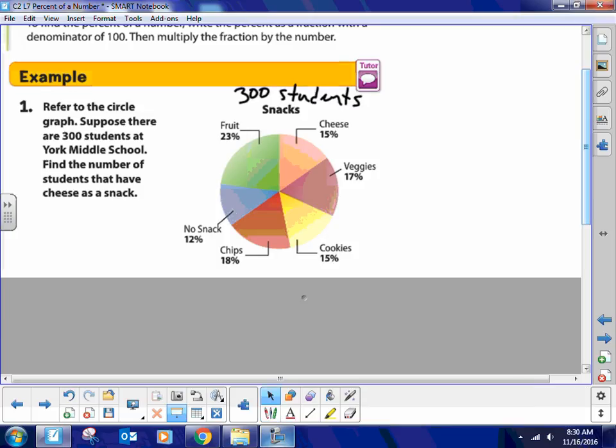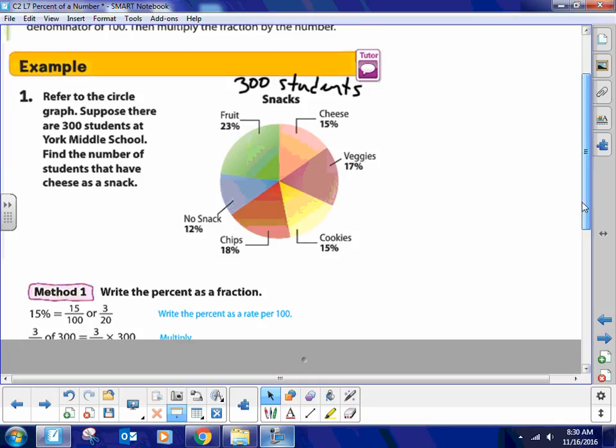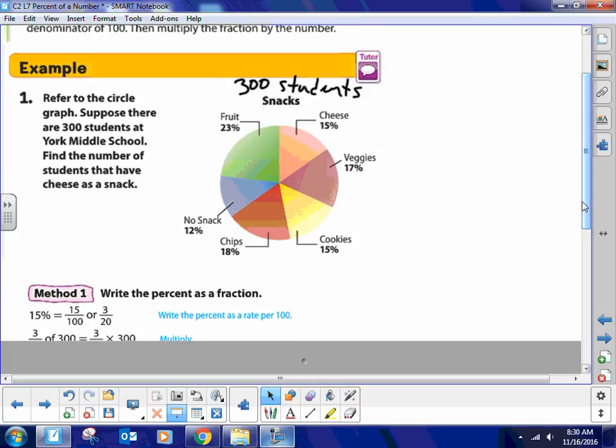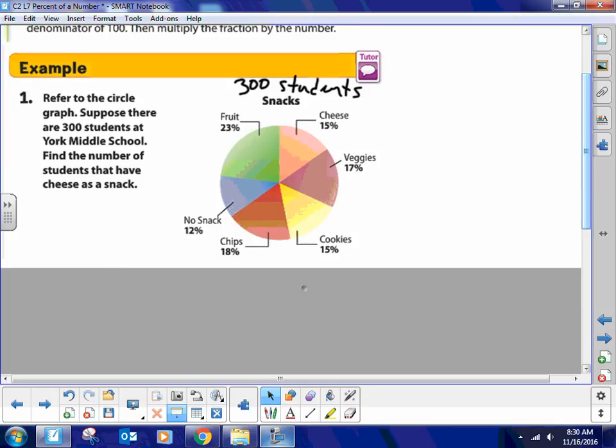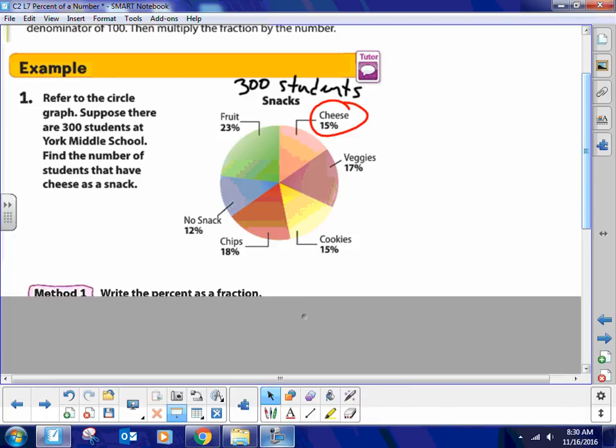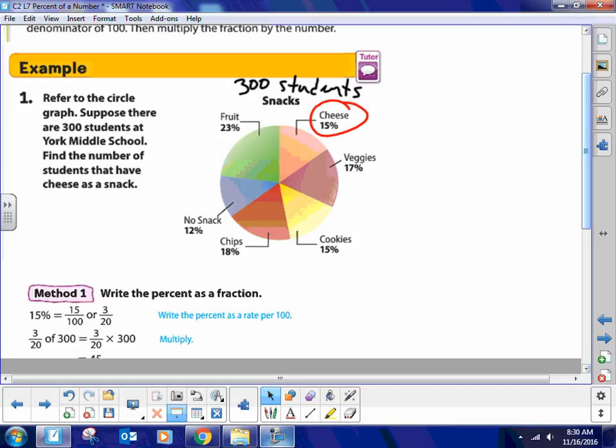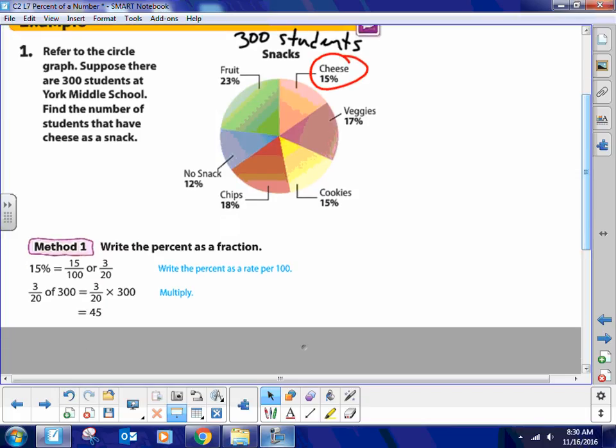All right, and they want us to find the number of students that have cheese as a snack. So we're looking at cheese and cheese only, okay? And that number is 15%. Now, if you look at what they do here, I'm okay with what's going on here. They write the percent as a fraction, which is a number compared to 100. That's 15%, so it's 15 over 100. They simplify it, and then they multiply straight across, and that's possible, okay?